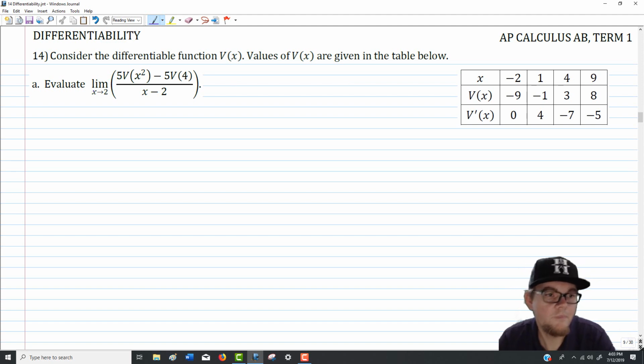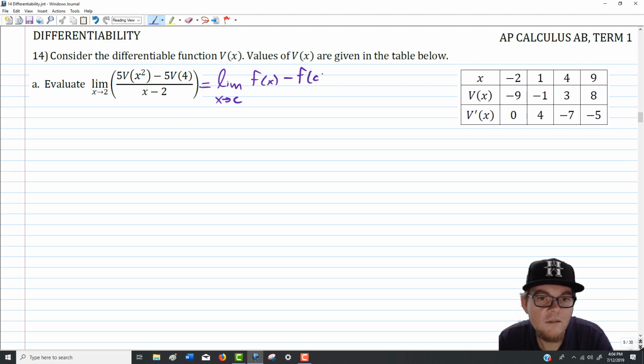What's happening with this function? So first and foremost, in question 14a, we are told to evaluate the limit as x goes to 2 of 5v of x squared minus 5v of 4 all over x minus 2. So as I look at this expression, I can't help but think of the limit as x goes to c of f of x minus f of c all over x minus c. And I'll remind you that that's equal to f prime of c.